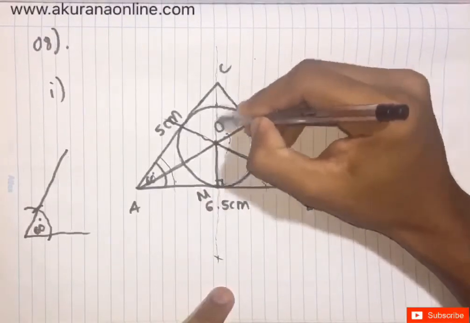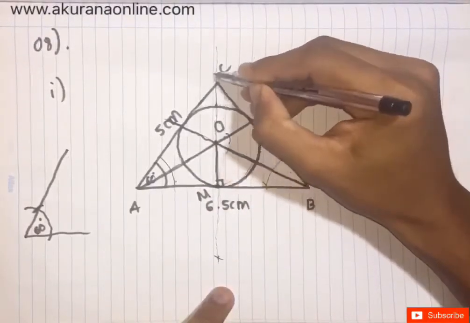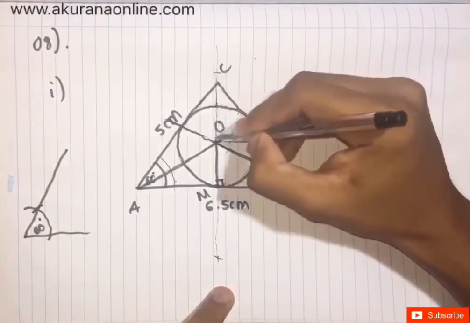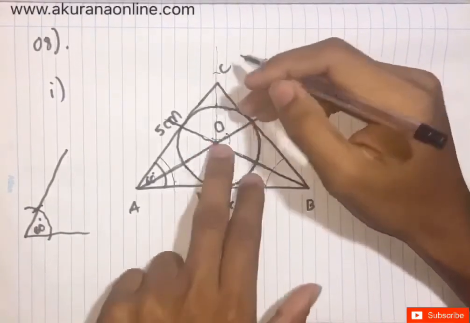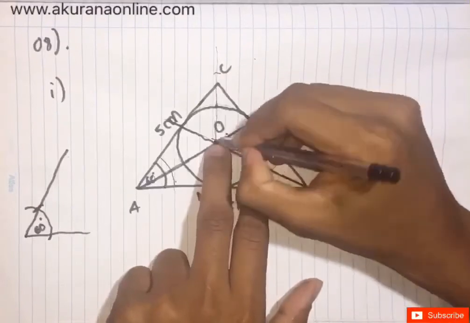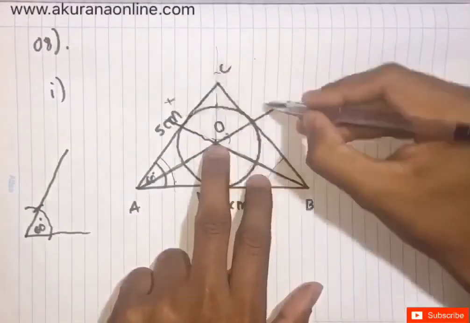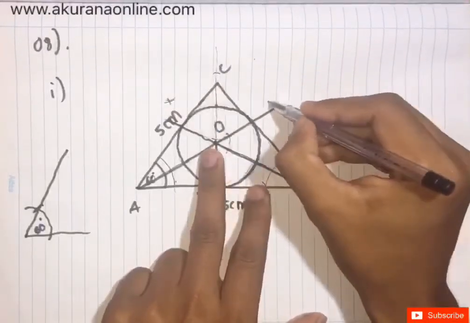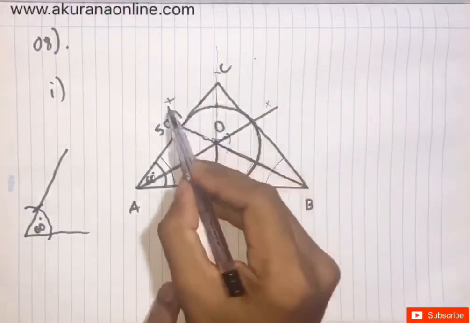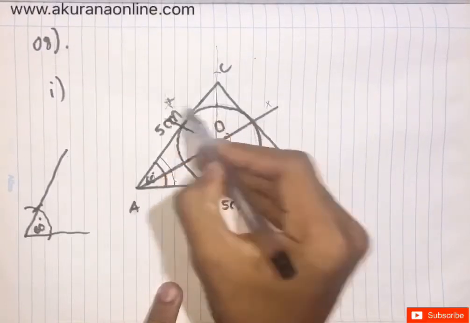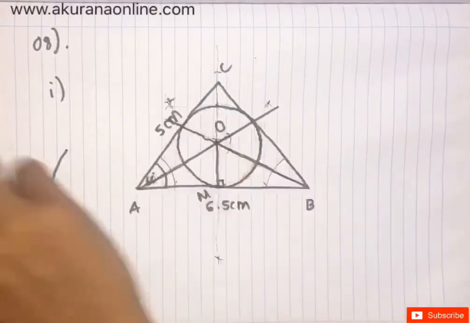Now this is the way of constructing a tangent. Keep the compass here, make an arc here. With the same length, make an arc here. Now what should you do? Keep the compass here, make an arc on both sides this way, and keep it here, make an arc here, both sides. Now join this. It should be somewhere here. Okay, now join this line.